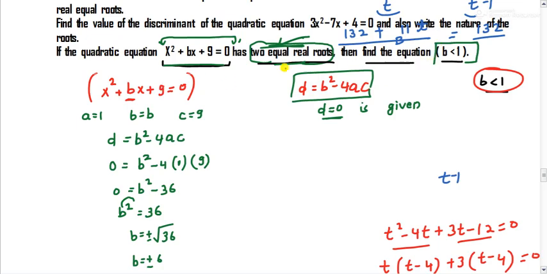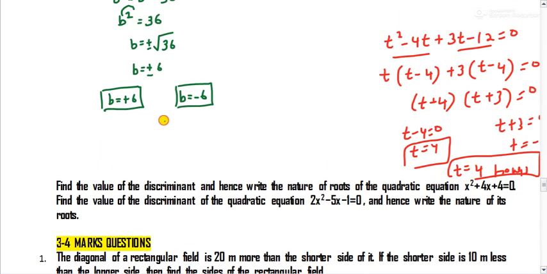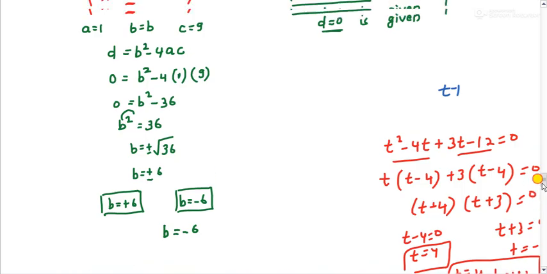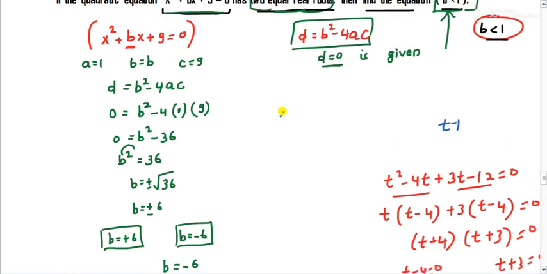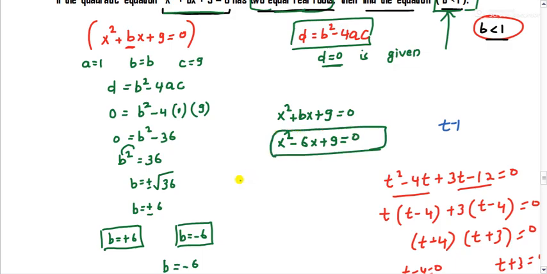They have asked to find the equation, and also in brackets they have given here, you can see b is less than 1. So don't go with the greater value. We should take b as minus 6. So the equation becomes what? They are asking you to write the equation. It was x square plus bx plus 9 equals 0. Now after solving we have got b as minus 6. So this will be x square minus 6x plus 9 equals 0. Understood? This is the required equation.